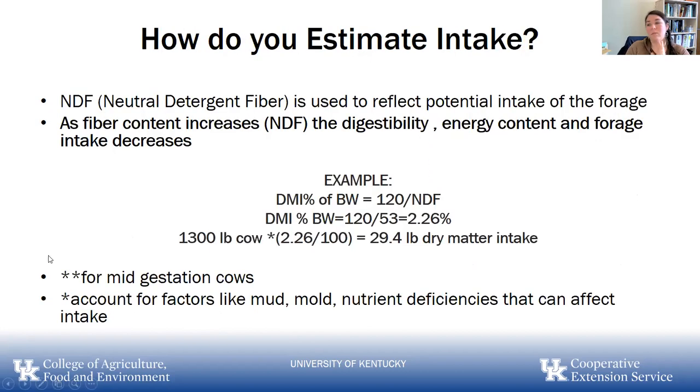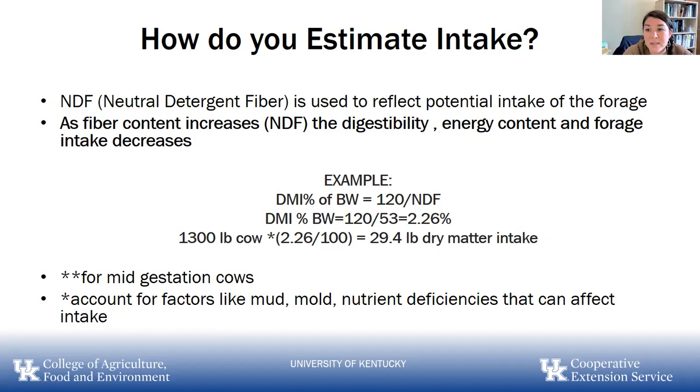All right. So once again, we looked at that intake. And so how can you estimate it? Well, we look at that number on the hay sample result of NDF. Okay. And it's used to reflect the potential intake of that forage. So let's think about this for a second. As fiber content increases, okay, so NDF increases, the digestibility, energy content, and forage intake decreases.